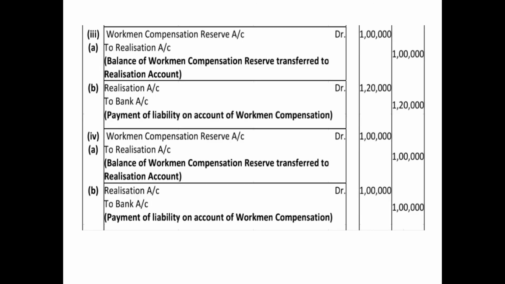Then case number 3, when the amount of claim is more than the workmen compensation reserve. In this case, the liability was equal to 1,20,000 whereas the reserve was equal to only 1 lakh. So the entire amount of reserve will be transferred to realization account, and the entry would be workmen compensation reserve account debited 1 lakh to realization account 1 lakh.